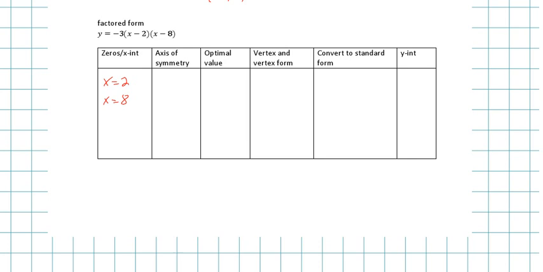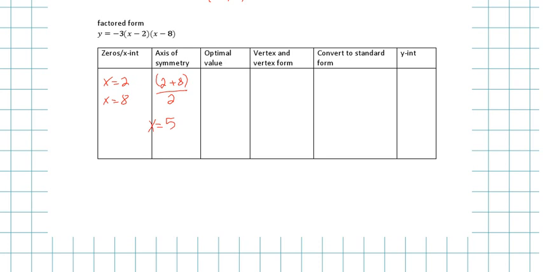How do you find the axis of symmetry? You add your zeros and you divide by 2. That's right. So you add the zeros, 2 plus 8, and you divide by 2. When you're doing that on the calculator, do it properly: 2 plus 8 should be in brackets. So that's 10. 10 divided by 2 is 5. So the axis of symmetry is x equals 5.